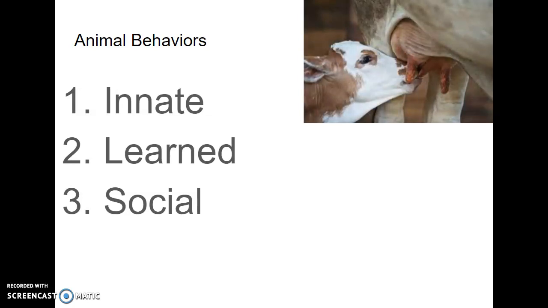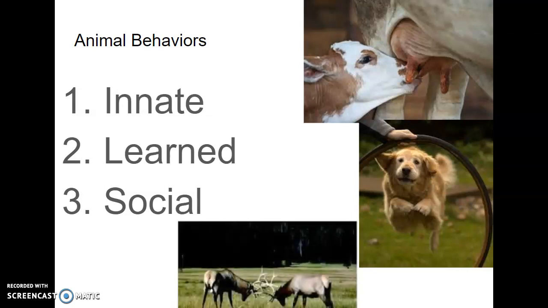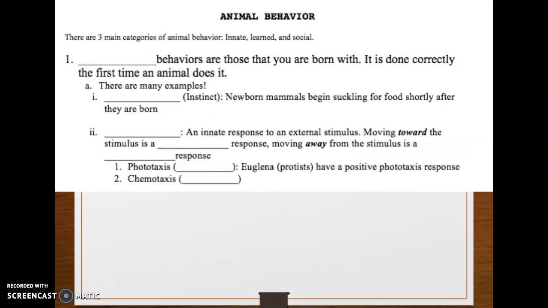Next, we have behaviors called learned, and from the name, these are behaviors that we learn from experience. And lastly, we have social behaviors, which are behaviors that organisms learn when interacting with members of the same species. So let's just dive right into the first category, innate.